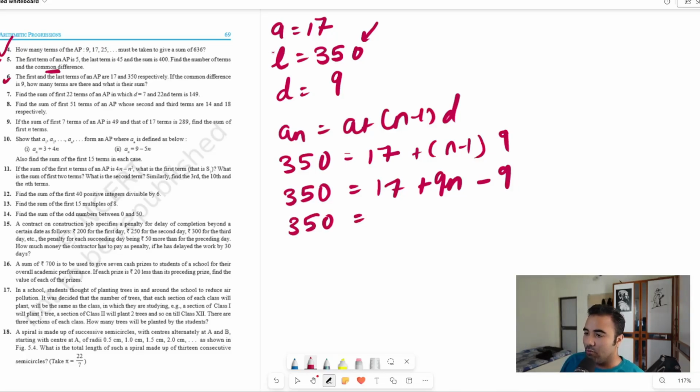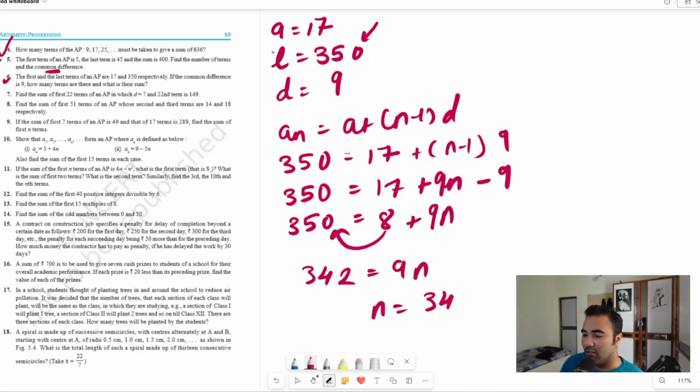350 is equal to 17 minus 9, which is 8, plus 9n. Now if this 8 goes over here, it will be subtracted. So 342 is equal to 9n. Let's hope this is divisible. 9 fours are 36, 9 threes are 27, 9 eights are 72. So n is equal to 38. So there are total 38 terms. So you found how many terms there are and what their sum is. This is the second part.